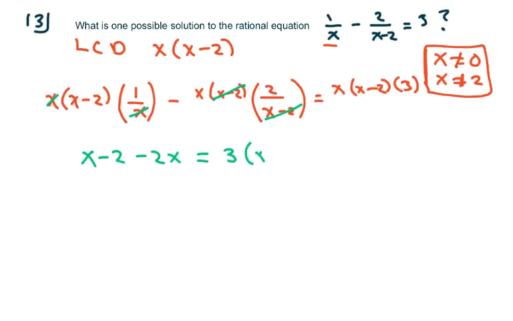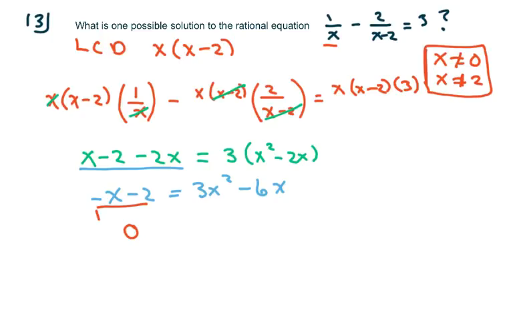I'm going to go ahead and do this, x squared minus 2x. And so I'm going to clean this up now. We get negative x minus 2 equals 3x squared minus 6x. And now I'm going to move these two over to the right, so I'm going to set it to 0. I'm adding x and I'm adding 2. So we get 3x squared, and I'm going to add x to this, so that's going to be minus 5x, and that's going to be plus 2.